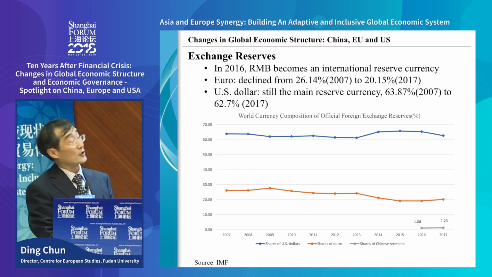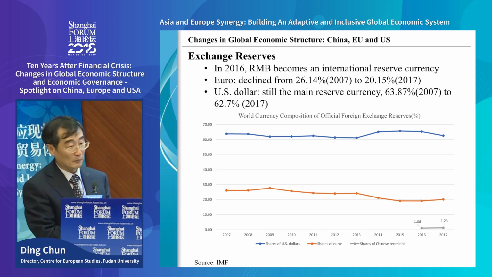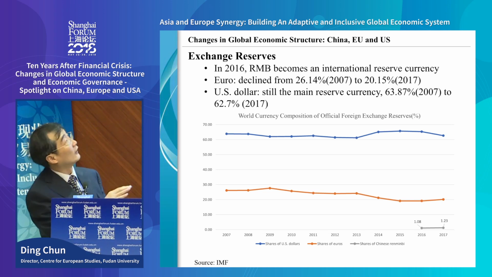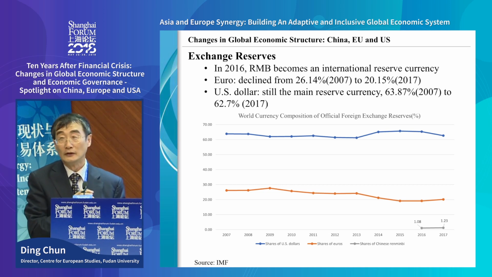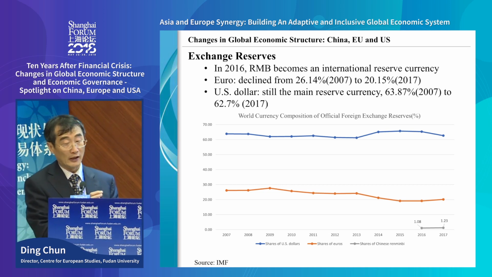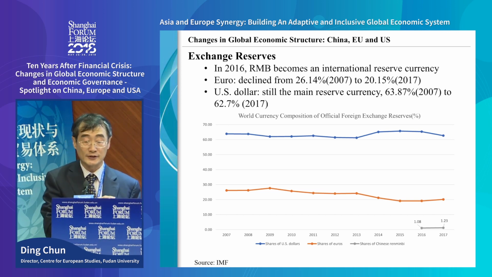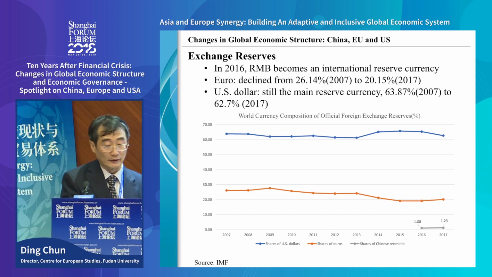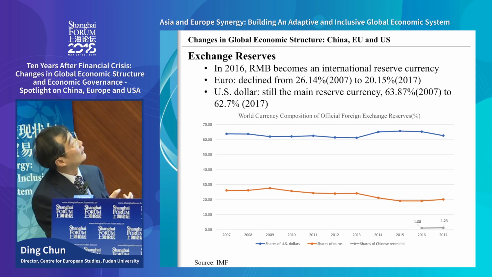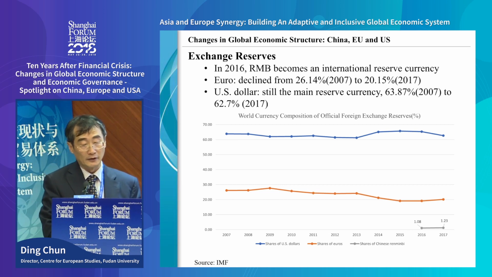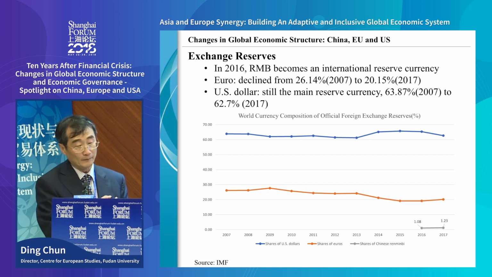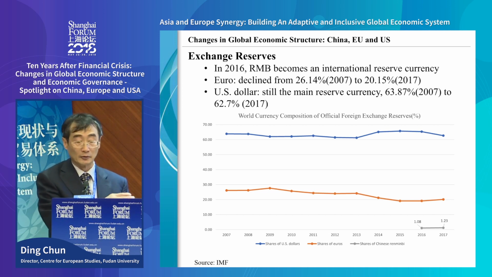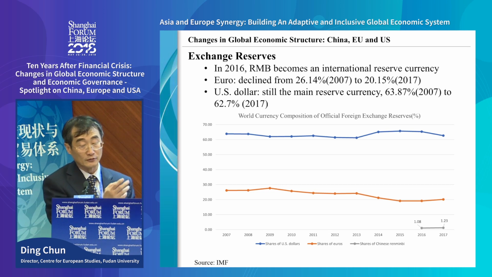And then when we switch to the financial fields, when people talk about exchange reserves, the RMB has increased very much, although the absolute figure of the RMB in the international reserve currency is still very low. It's almost 1.6%, I think. And no doubt the US dollar still remains the biggest international exchange currency, at almost over 60%. The euro declined a little bit, from 26 to 20.